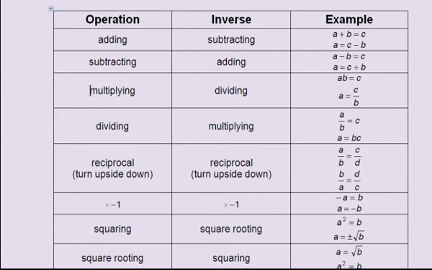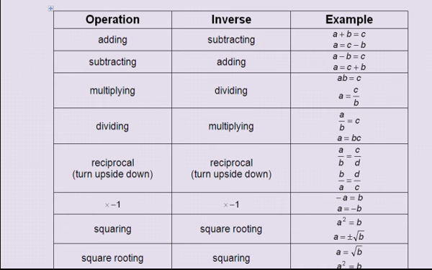The inverse of the operation of multiplying is dividing. For example, A multiplied by B equals C implies that A equals C divided by B. The inverse of the operation of dividing is multiplying. For example, A divided by B equals C implies that A equals B multiplied by C.